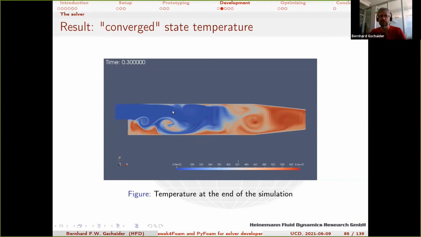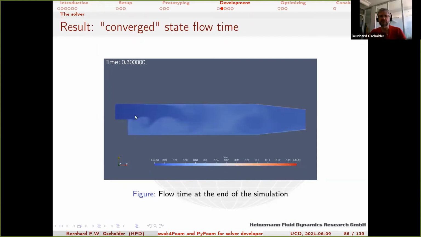We see that the flow comes in quite cool, and it's heated up here near the outlet and here in the recirculation zone. The reason for that is that we have a non-zero flow time here. We see that the flow times increase here. We see the high flow times near the boundary that we have seen before. And once the flow is very hot, because of the regeneration, the flow time gets smaller again.